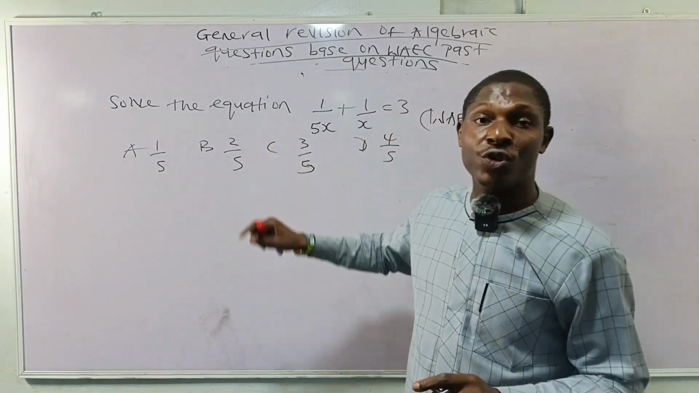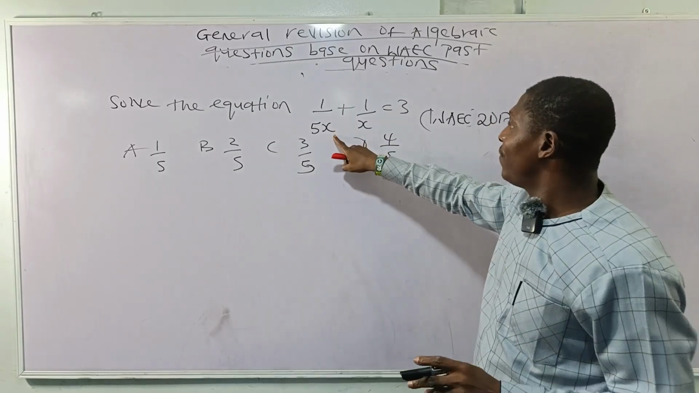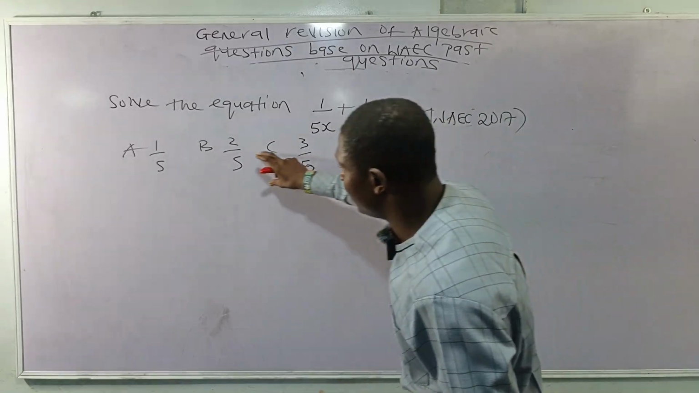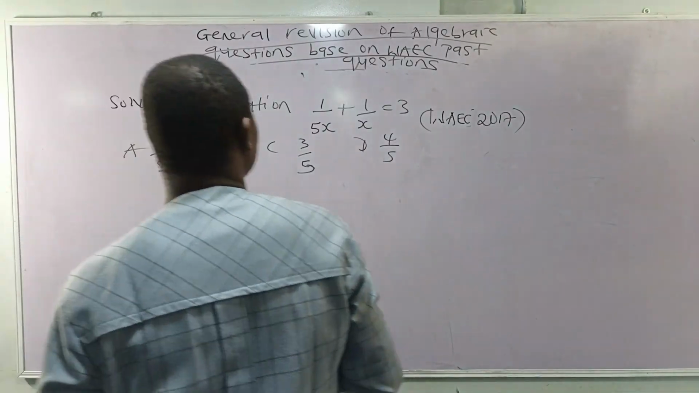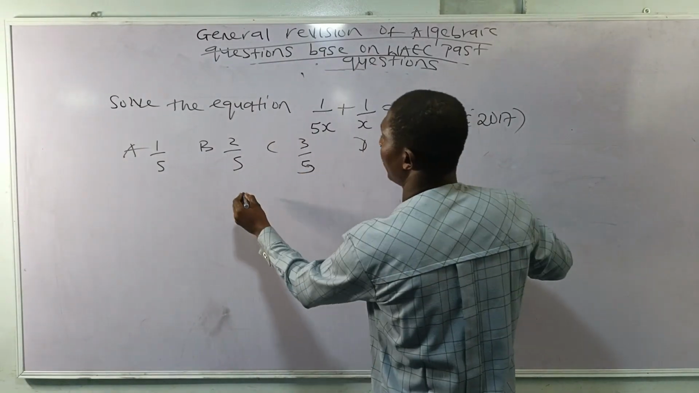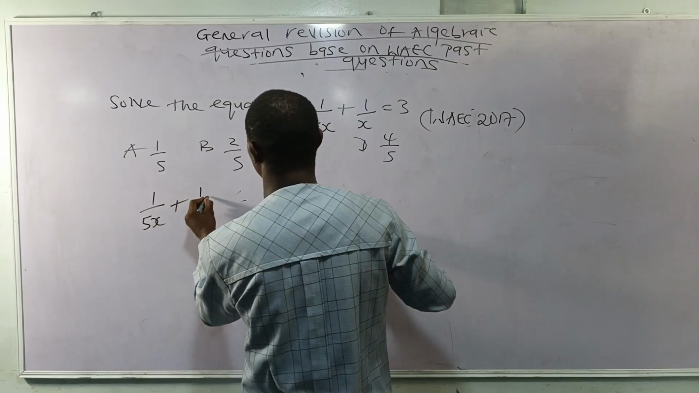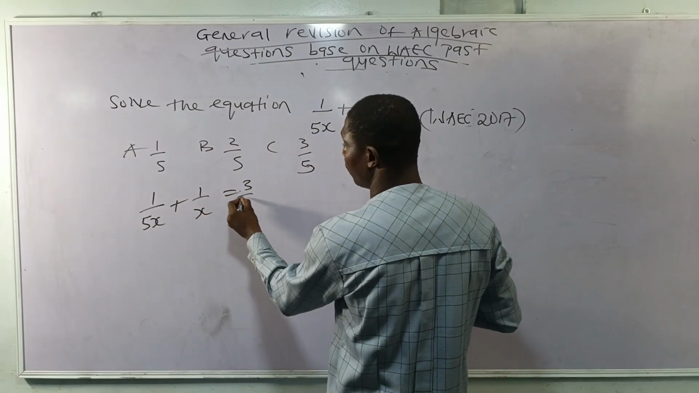We have solved the equation 1 over 5x plus 1 over x equals 3. This is WASSCE 2017, and these are the options. How do we solve this? We have 1 all over 5x plus 1 over x equals 3. This can be over 1.